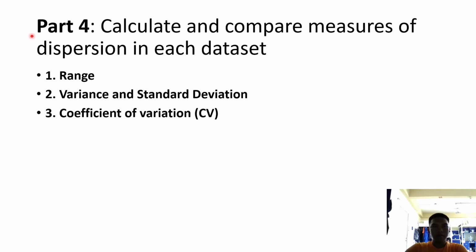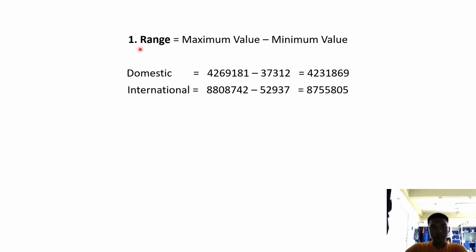Now I will present part 4, which is calculate and compare measures of dispersion in each dataset. In this part, there are four calculations: range, variance, standard deviation, and the last one is coefficient of variation, CV. Range is calculated by subtracting the minimum value from the maximum value. And as we can see, the calculation for the international is higher than domestic.